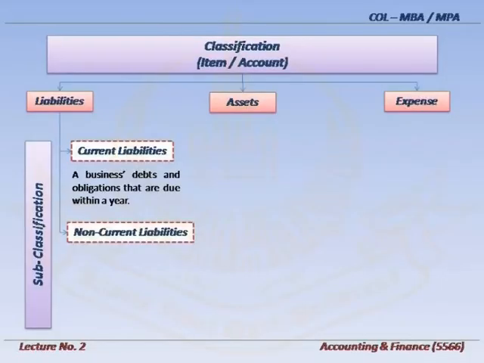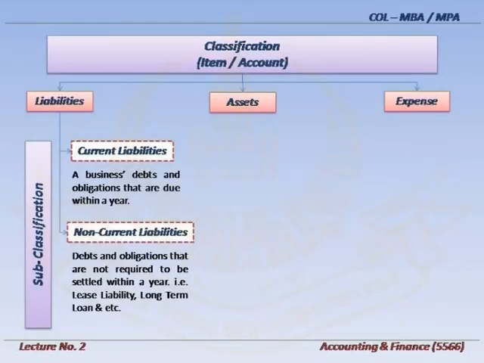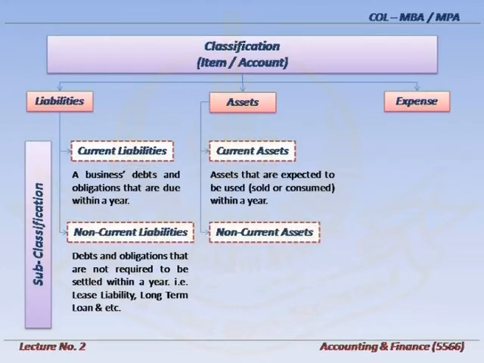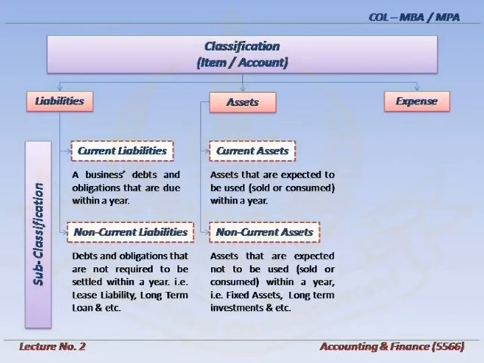However, debts and obligations that a business needs to settle after a year are called non-current liabilities. For instance, lease liability and long-term loan. Similarly, assets that are expected to be used, sold, or consumed within a year are called current assets. For example, cash and stock. However, assets that are expected to be used for more than a year are called non-current assets. Long-term investment, property, plant, and machinery are the examples of non-current assets.